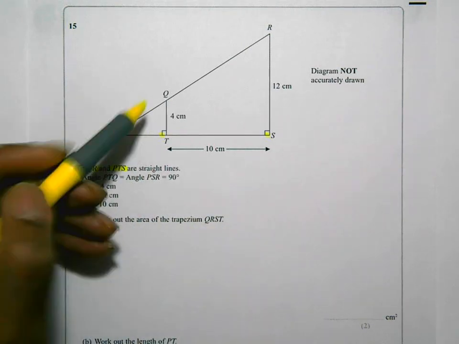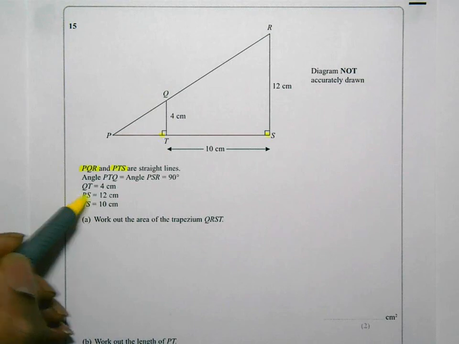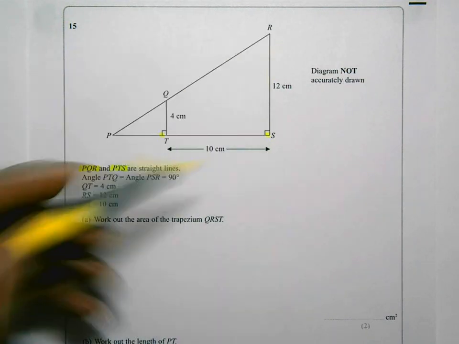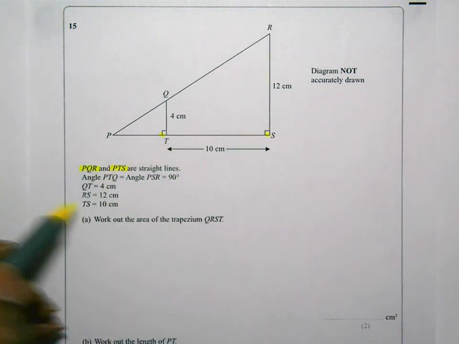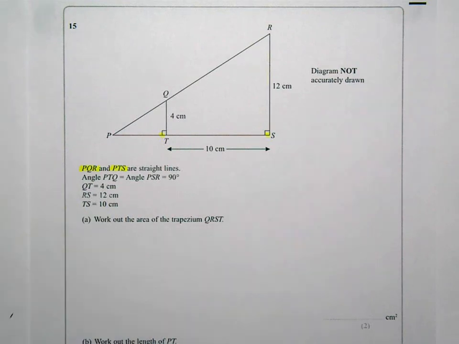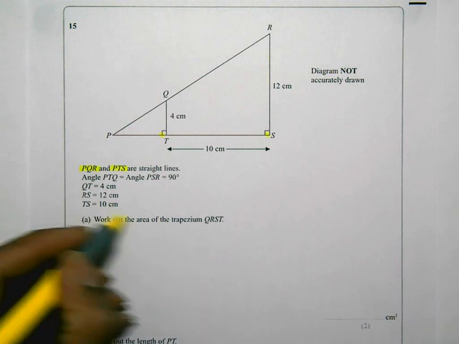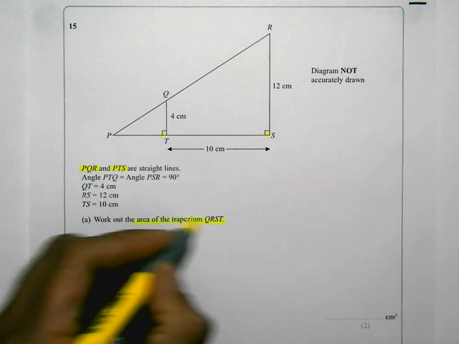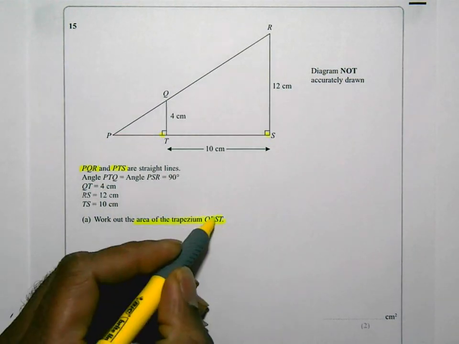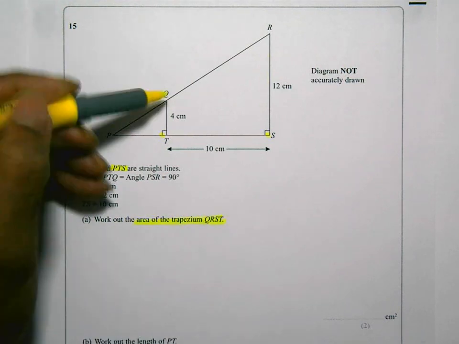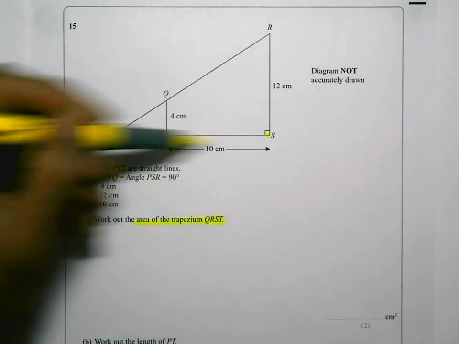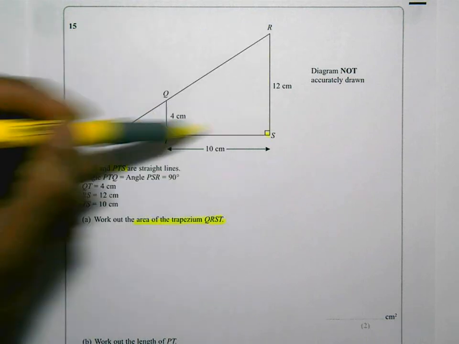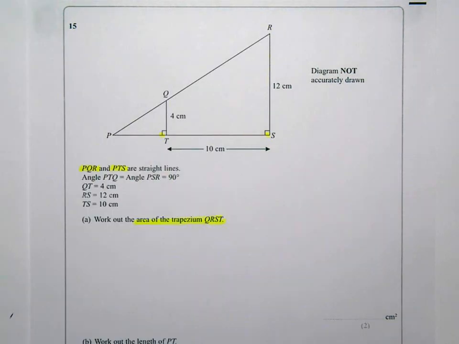QT is 4 centimeters. RS is 12 centimeters and TS is 10 centimeters. All of that information is on the diagram, and it is actually pretty straightforward to see, to get, and to understand. The next part of the question, however, says work out the area of the trapezium QRST. So it's this trapezium here that they want us to work out the area of.